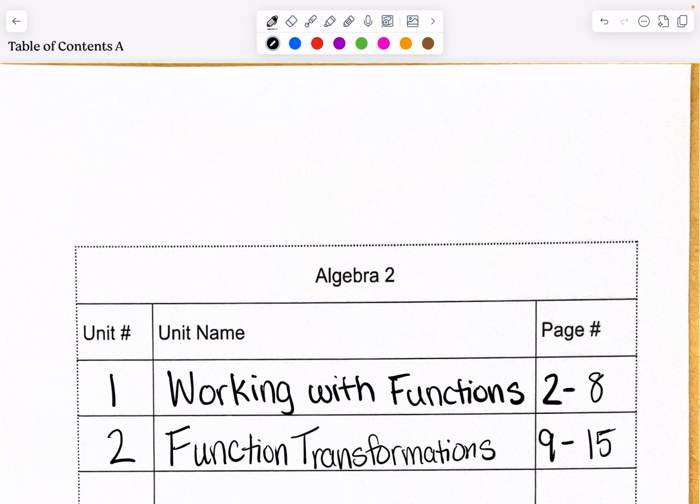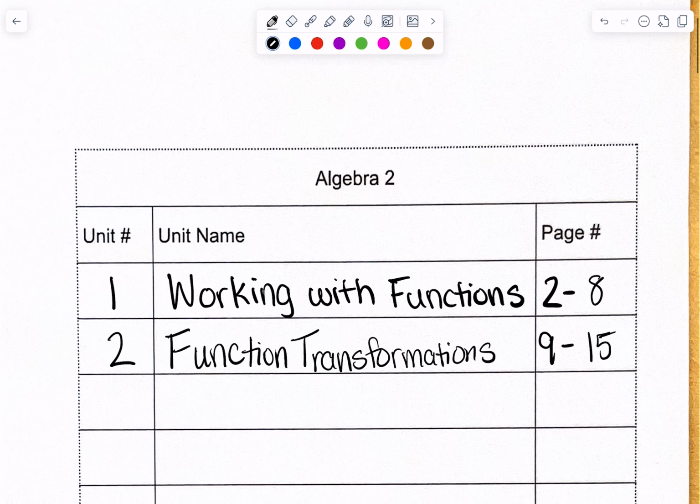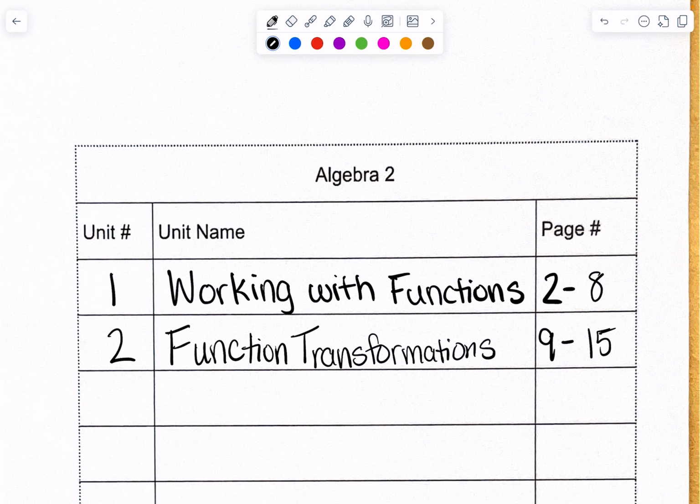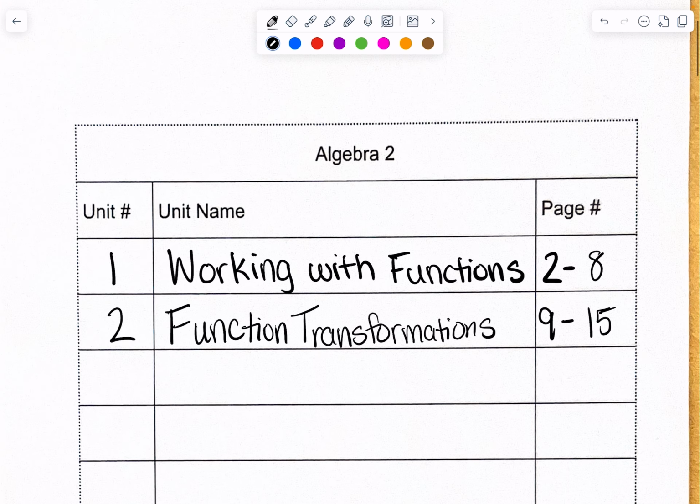So we just finished unit 2. So we're going to start with the very first table of contents in our notebooks, which is the whole Algebra 2 table of contents. So go ahead and fill in over here whatever page you ended unit 2, your function transformations, on for your 2.6 notes. For me, that was page number 15.